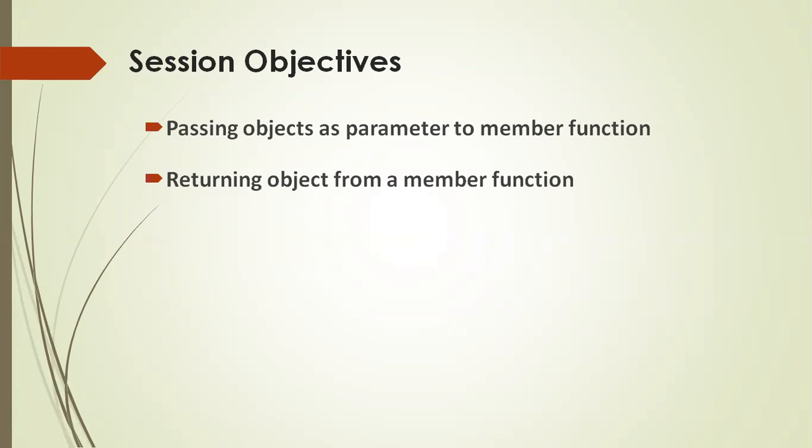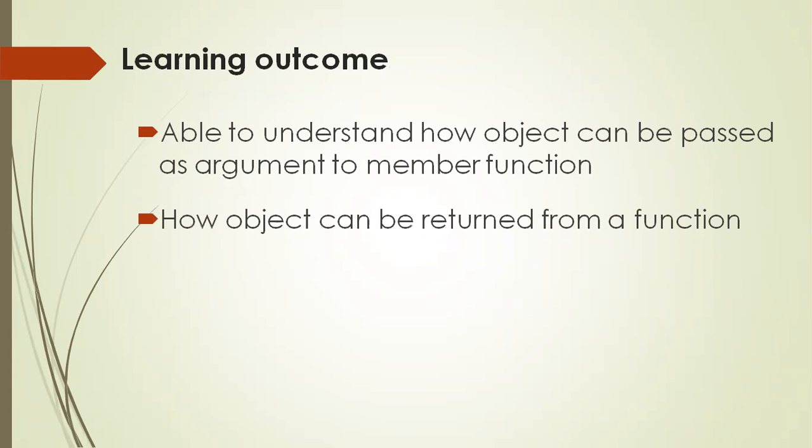In today's class, we will be learning about two important concepts. One is passing objects as arguments to a member function of a class, and the other is how an object can be returned from the member function of a class. At the end of today's class, you will be able to understand how we can pass objects as arguments to a member function of a class and how objects can be returned from the member function of a class.